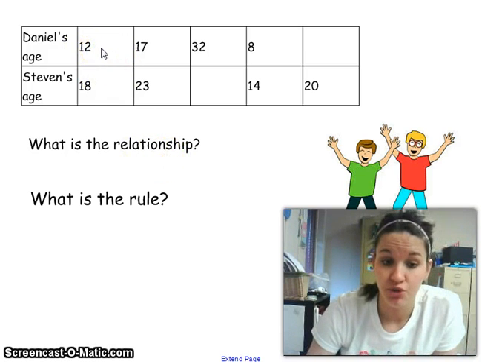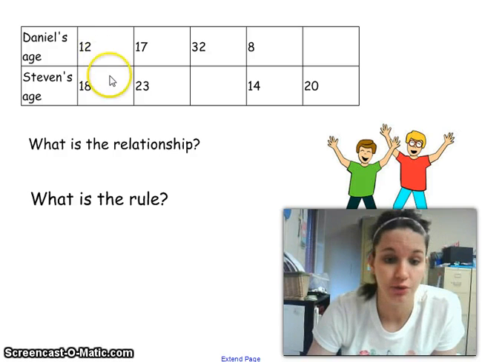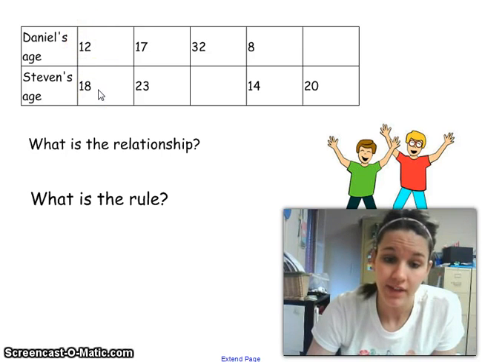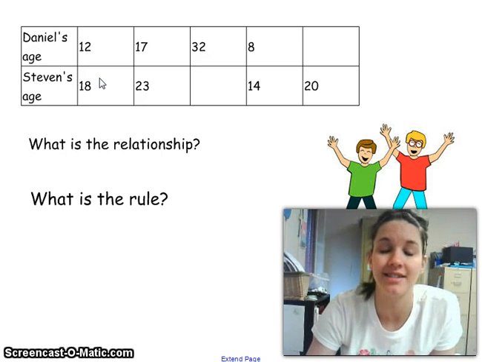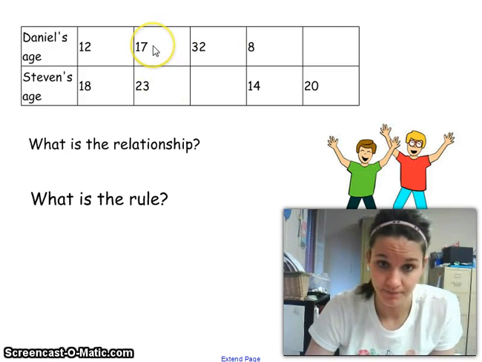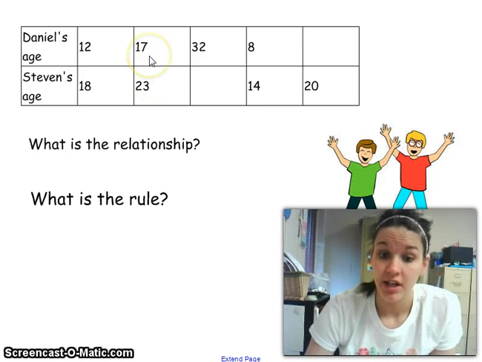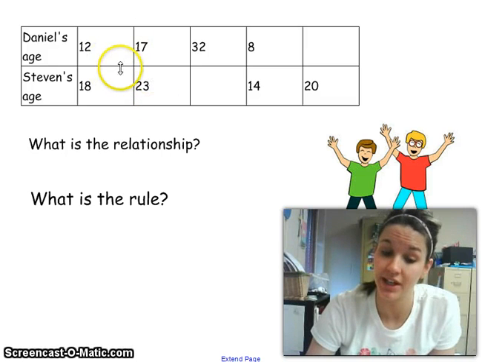Looks like when Daniel was 12, Stephen was 18. What relationship do I see there? Addition, subtraction, multiplication, division. First thing that jumps out at me is addition, because I'm going from small to big. And I notice that I'm adding 6. Okay, but it doesn't necessarily make it a pattern unless it is a consistent relationship for the entire table. So I'm going to go to the next blocks. 17 to 23. Again, I notice a plus 6 relationship. So these two were consistent.